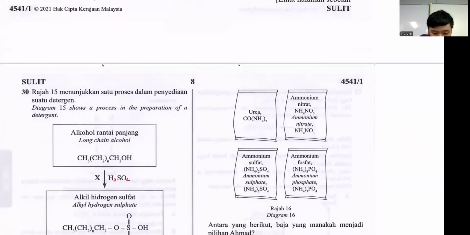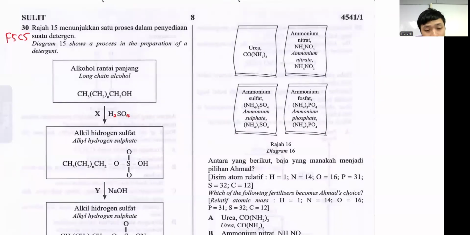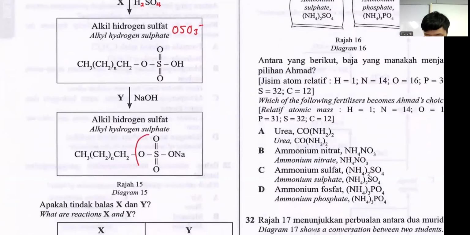Question 30 is also from Form 5 Chapter 5. This is 5.2, soap and detergent. So this is the preparation of detergent. Normally detergent has this part, the OSO3 negative part.